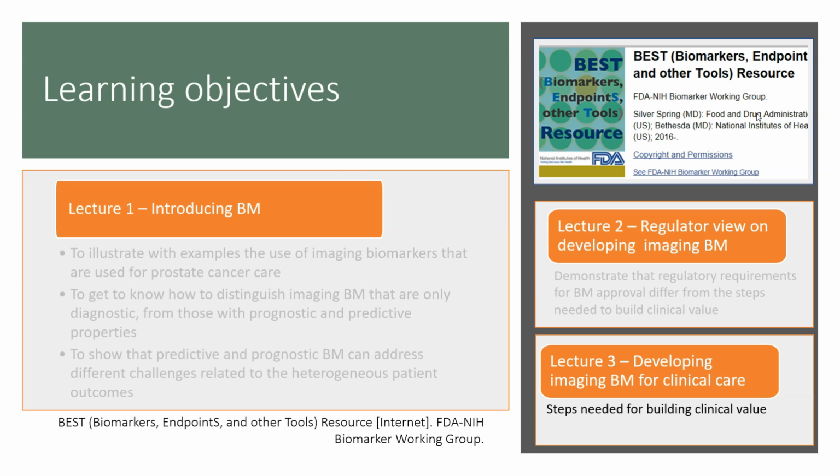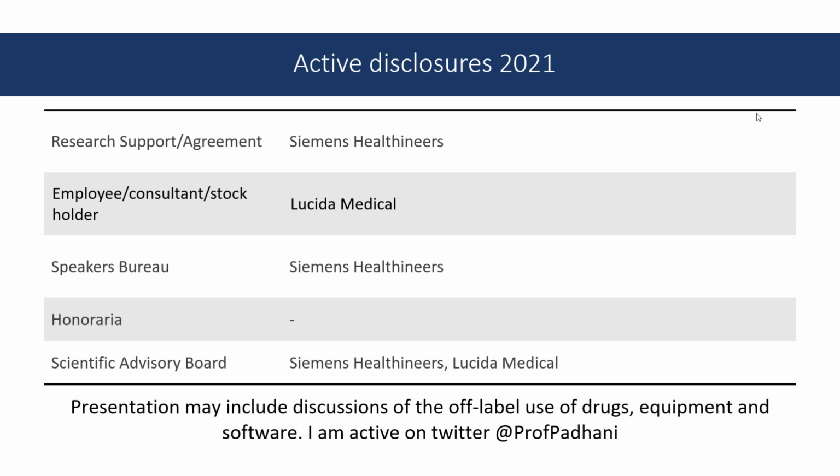You will remember that in the first lecture we had an illustrative introduction to biomarkers. In the second lecture we discussed the regulatory view on the development of biomarkers. And in this third and final lecture, we will talk about the steps needed to build the clinical value of biomarkers so they can be adopted into the clinic.